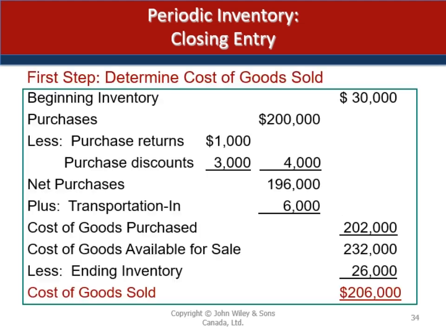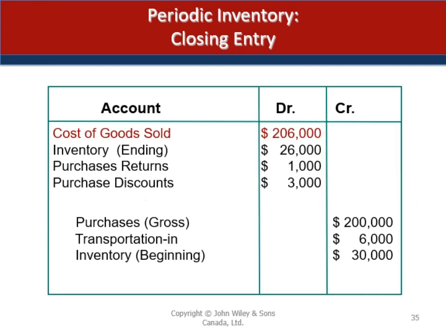The entry which we would need to make to account for all of this would essentially be, well, first of all, this is the calculation. We start with beginning inventory. We add purchases of 200,000. We take off the purchase returns and discounts for $4,000, coming to a net purchases number of 196,000. We add the transportation in, and that gives us cost of goods purchased. We add that to the opening inventory. We had $232,000 of inventory available for sale during the year. We still have 26,000 of it, which means that our cost of goods sold would be $206,000. We need to make an entry for that. So here's the entry. Cost of goods sold, as you can see, is $206,000.